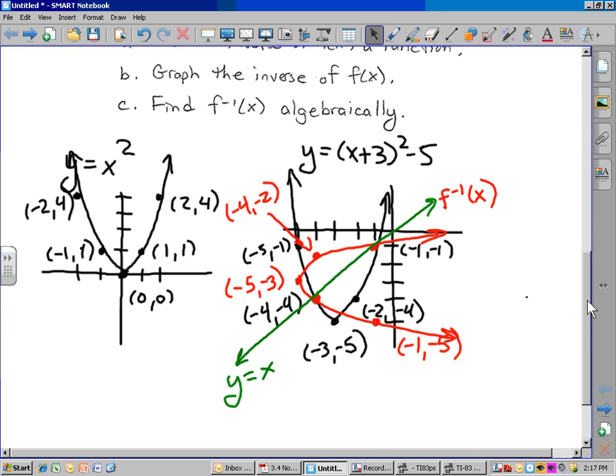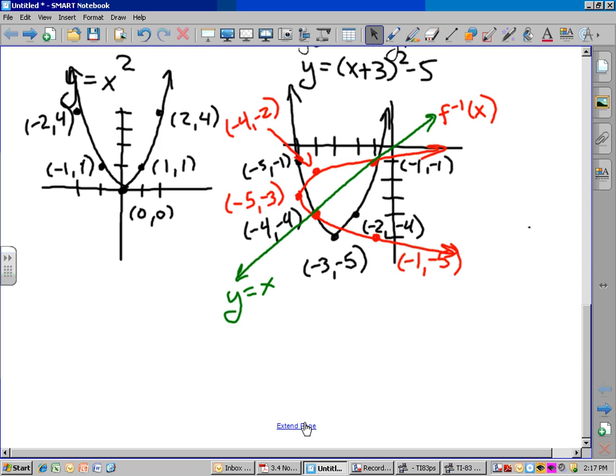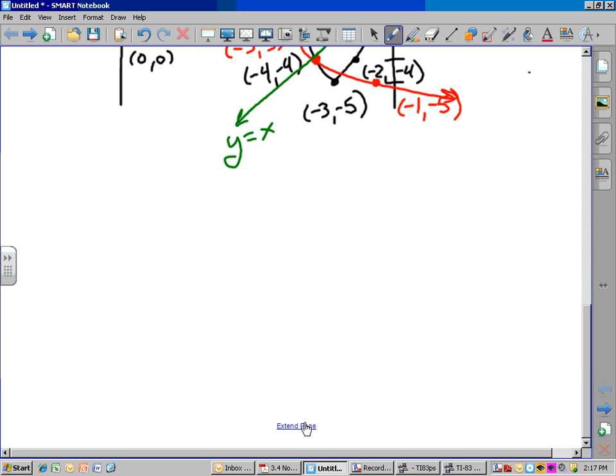So part A, the inverse is not a function. Clearly the red sideways parabola is not going to pass a vertical line test. And B, that is the graph of the inverse. How do we find the algebraic version of the inverse? Part C.